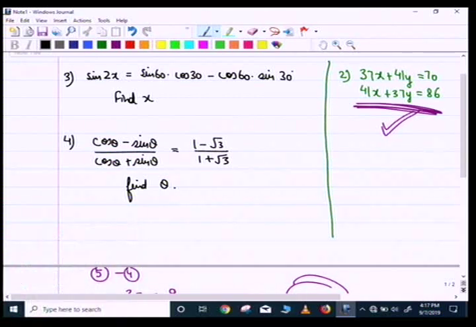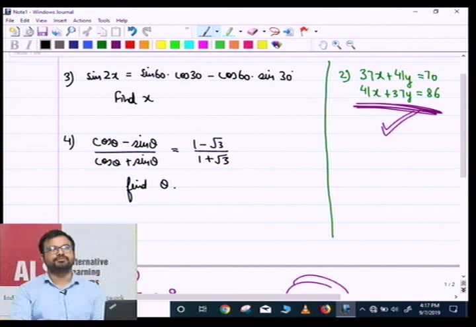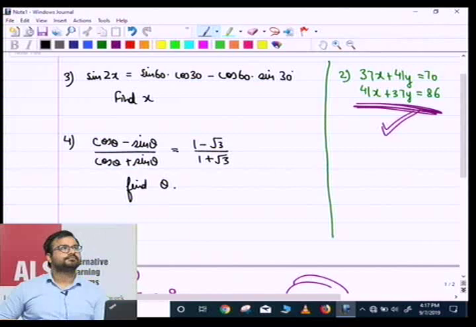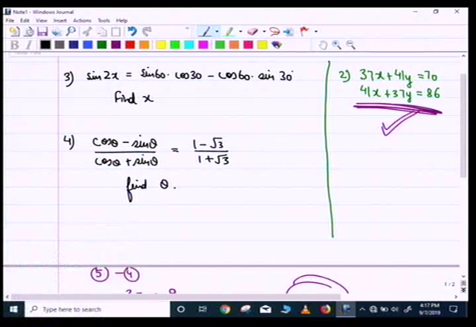Yes, Itanagar. That answer is right for question number 2. Perfect. Check the value for y. Itanagar, check the value for y. Yes, now it's right, correct.